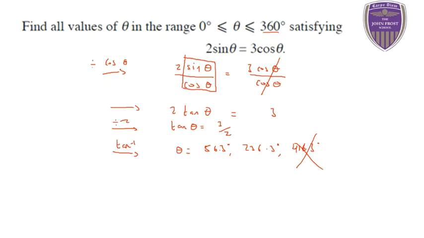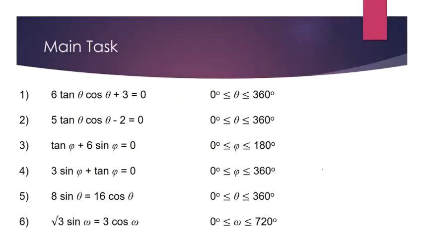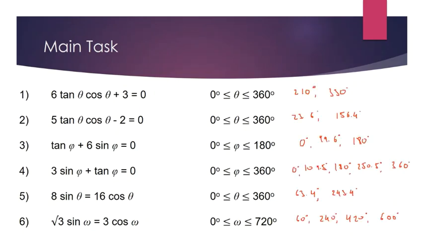Okay, right then, so here's the main task. There's 6 to do. They're all one of the 3 types, so you have to look back at your notes to help you now. Have a go at these. Pause the video, have a go, and I'll show you the answers shortly. Okay, welcome back. I put the answers on the right hand side in my very dodgy handwriting. So make sure you mark what you've done.